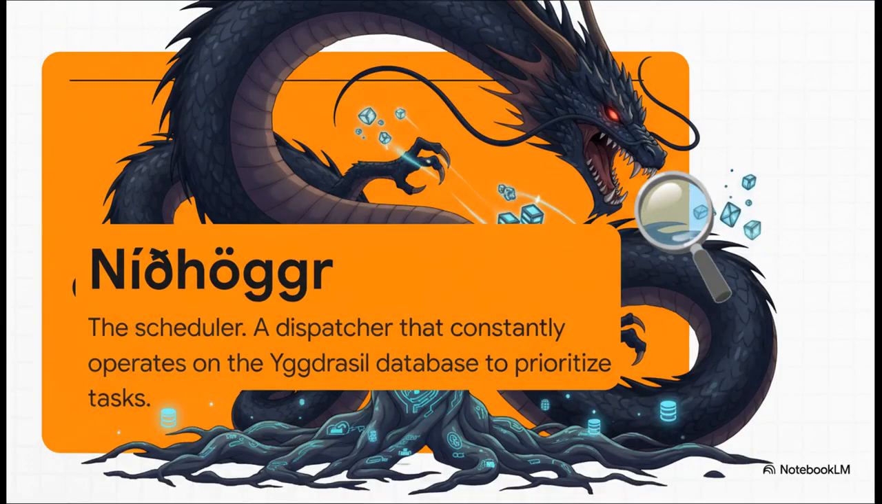And then you have Níðhöggr. In mythology, this is the dragon or serpent that's always gnawing at the roots of Yggdrasil. And in Merg-E, it's pretty much the same idea. It's the scheduler, this relentless dispatcher that is constantly digging into the Yggdrasil database, figuring out what's what, and deciding what task gets to run next.